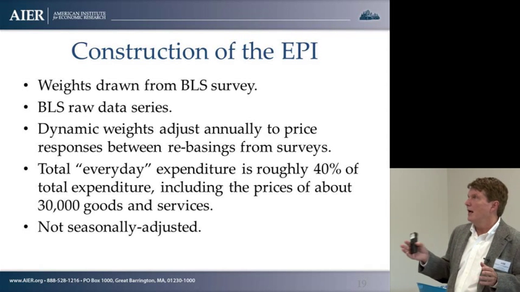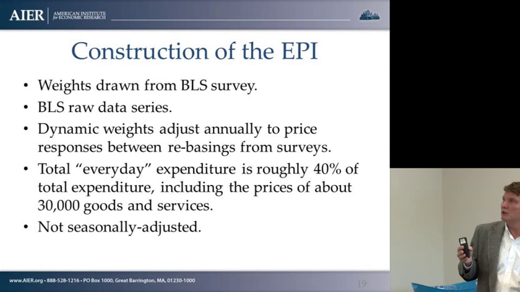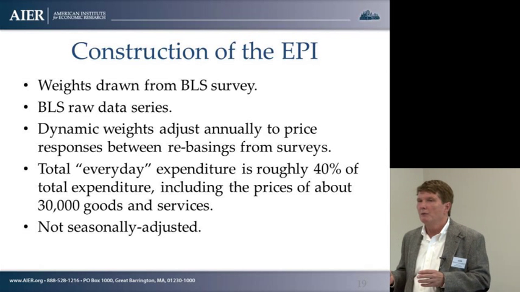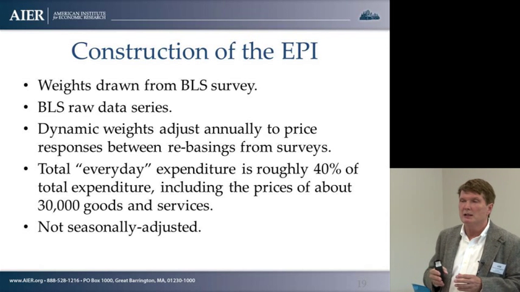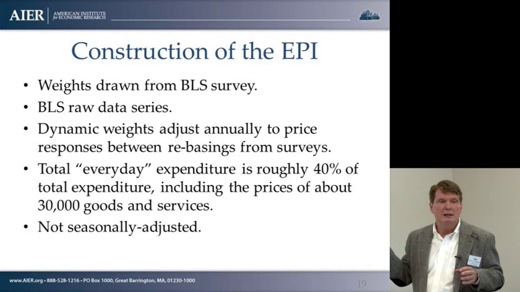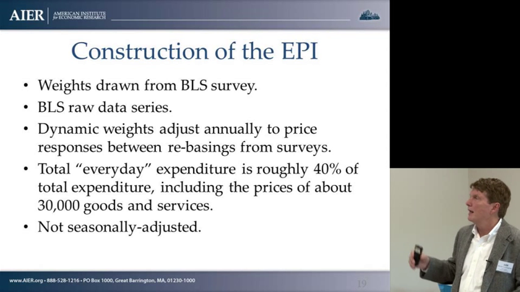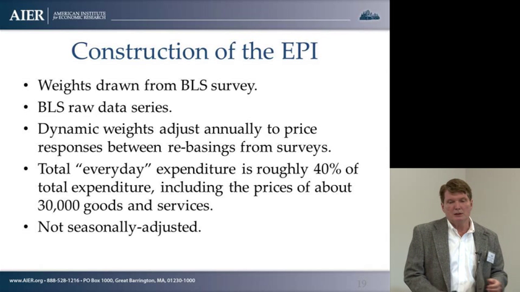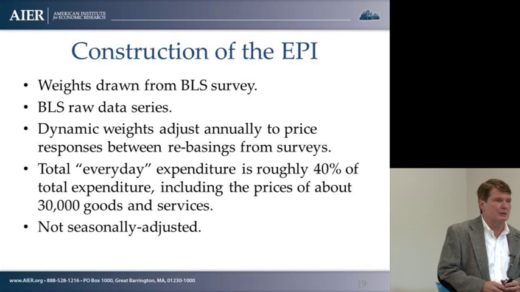We also set up dynamic weights to adjust annually the price responses between rebasing. They rebase every other year, and we want to make adjustments at least annually to accommodate substitution effects and other kinds of things. So it turns out that total everyday expenditure is roughly 40% of total expenditure. And this includes the prices of about 30,000 goods and services. This is the kind of things you see and experience day to day. So we have narrowed the goods and services to things that you buy on a regular basis.